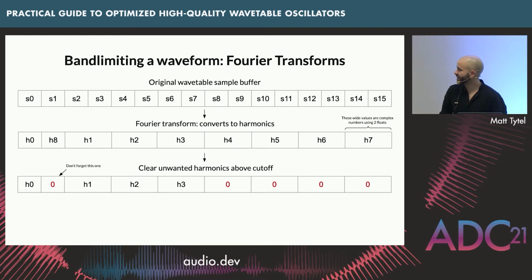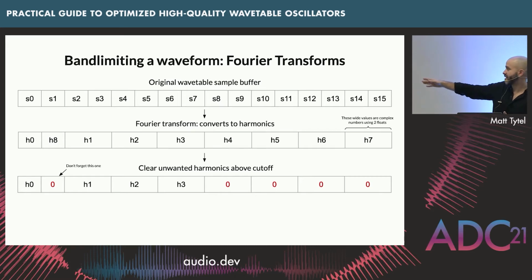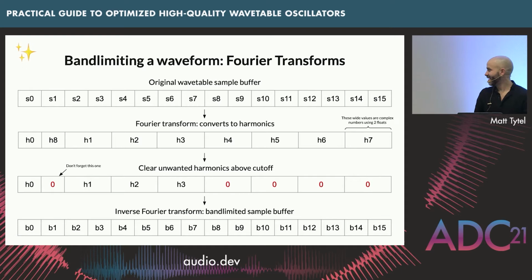Okay, so the next step is just to clear. I'm just picking a random cutoff here, and we'll talk about at what point to do this in a bit. But this is just if we want to band limit up to H3 and clear everything out that's going to alias because it's too high. This is just one example of that. So we're going to clear H4 through H8 just by clearing those samples in the buffer. And don't forget this one over here, otherwise you'll get a piercing sound. And then you do an inverse Fourier transform at the end, and you get a band-limited version of that.